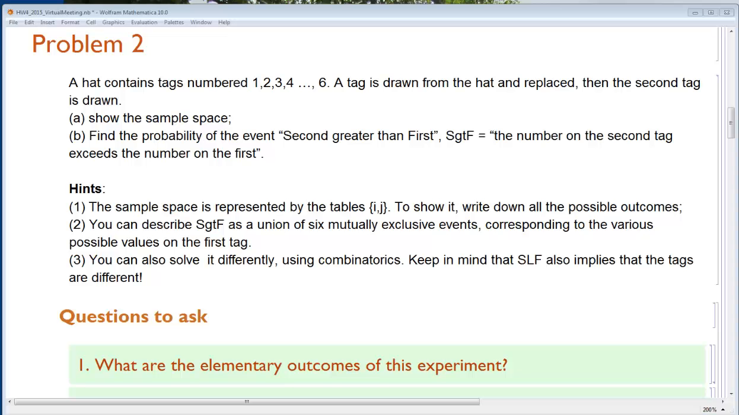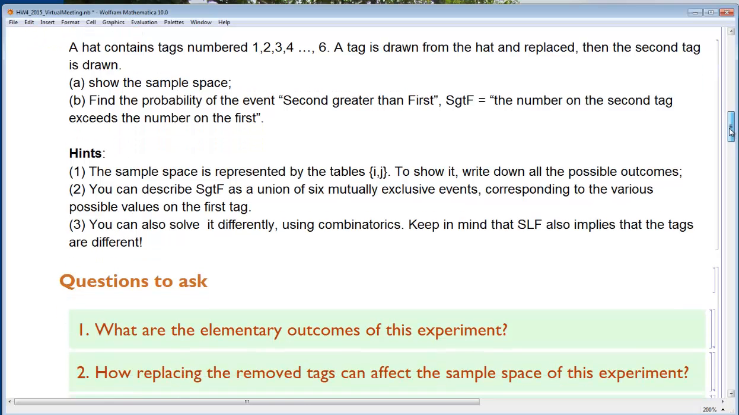Now the problem 2. A bag contains tags numbered 1, 2, 3, 4, 5, 6. A tag is drawn from the bag and replaced. Then the second tag is drawn. A. Show the sample space. And B. Find the probability of the event second greater than first. We call it SGTF event. Here are the questions to ask.